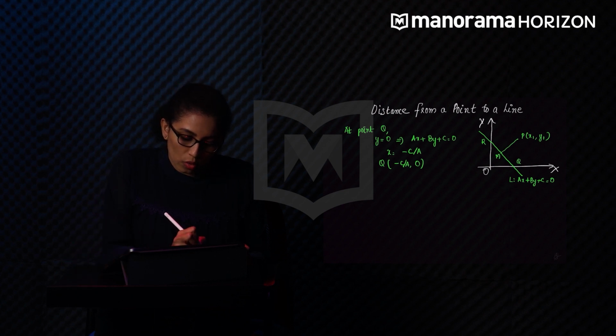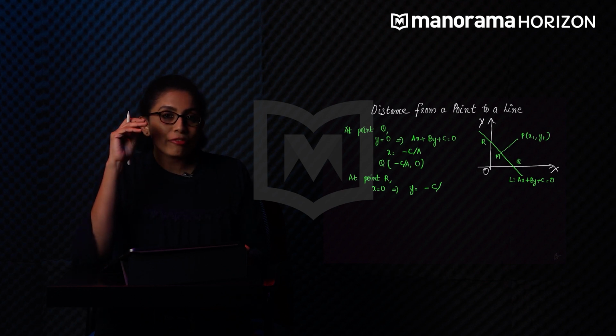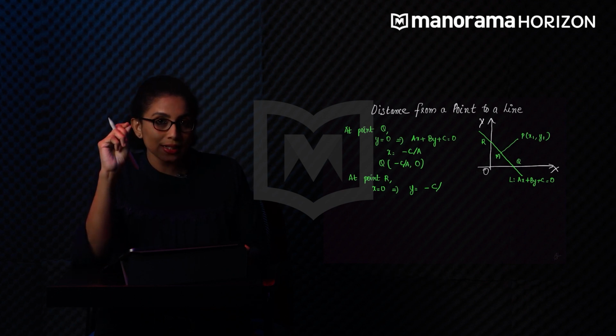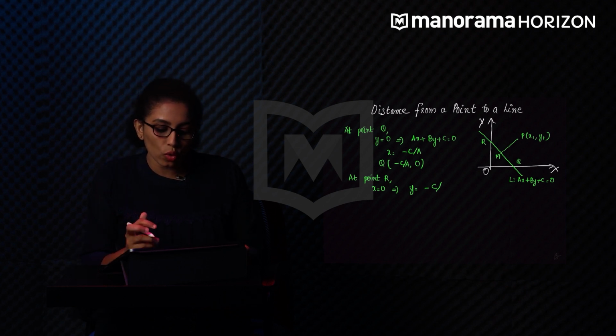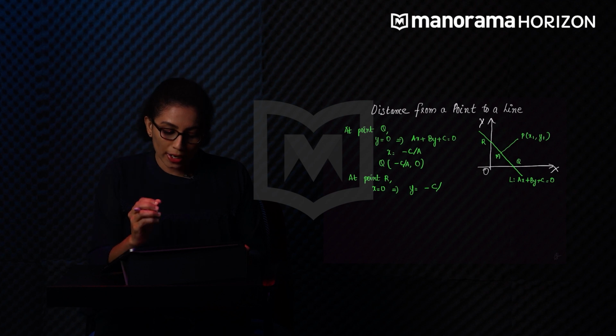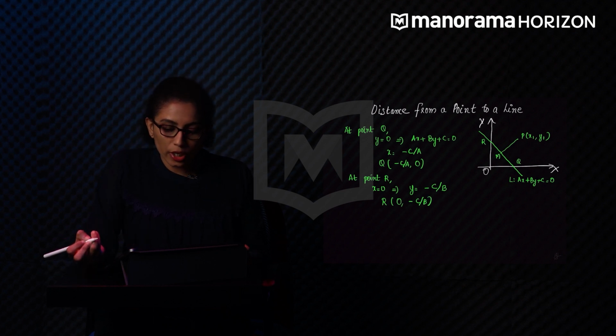Right. Now, what about point R? We know point R lies on the y-axis. So, there x is equal to 0. So, substituting in the equation ax plus by plus c is equal to 0, we get the value of y. So, y is equal to minus c by b. So, the coordinates of point R will be 0, minus c by b. So, we got point Q and point R.